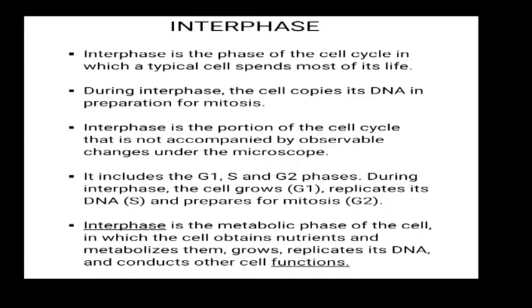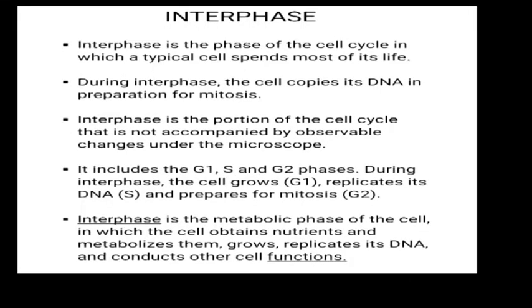Now we are moving to interphase. Interphase is the phase of the cell cycle in which a typical cell spends most of its life. When we look through a microscope, there will be no observable changes during interphase. As we already said, interphase includes G1, S and G2 phases. So, the cell grows, replicates the DNA and prepares for mitosis.